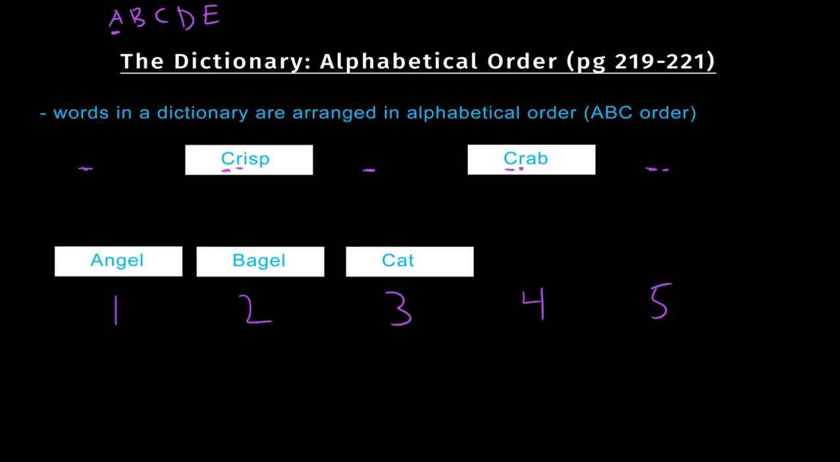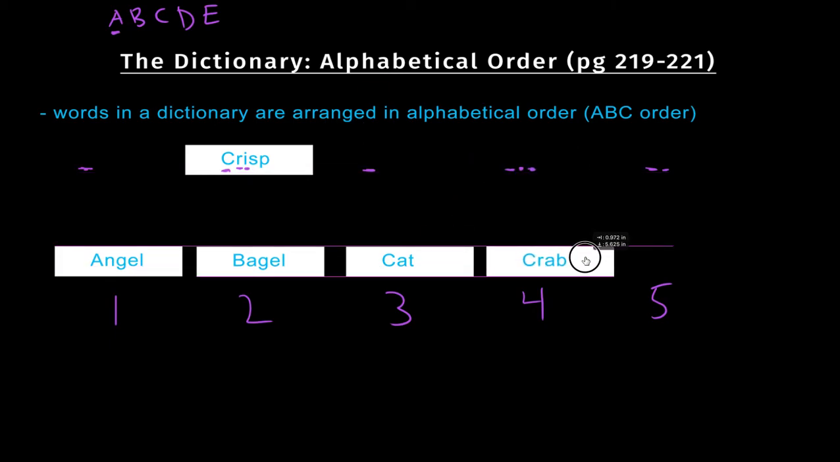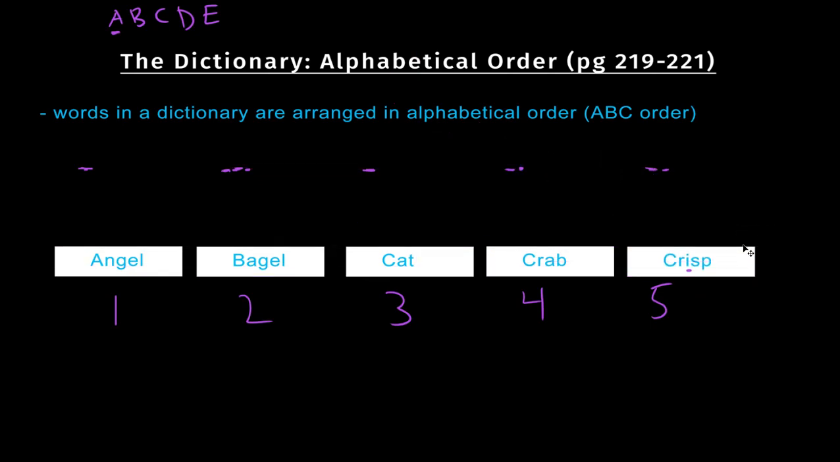Now we have crisp and crab left. Since their first 2 letters are the same, C and R, we have to look at the next letter, the third letter. For crisp, it is I. For crab, it is A. So A obviously comes before I. So crab will be our 4th word, and crisp will be our 5th word since it's the last one.